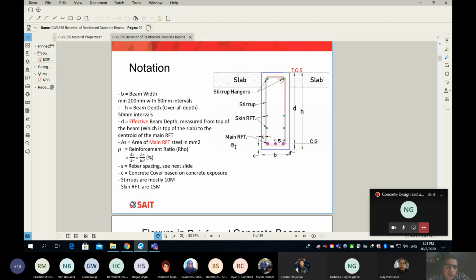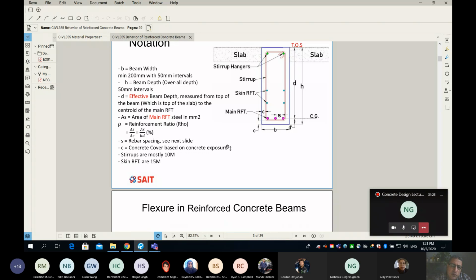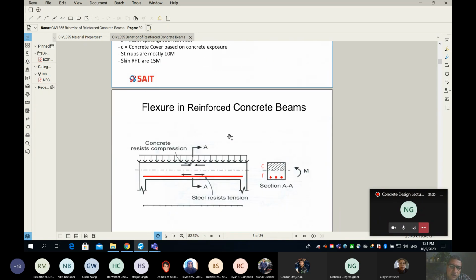Also, in the last class we went through and explained the spacing and also the concrete cover. Okay, and so let's move on to our next slide. I will probably see this slide so many times in my design course.